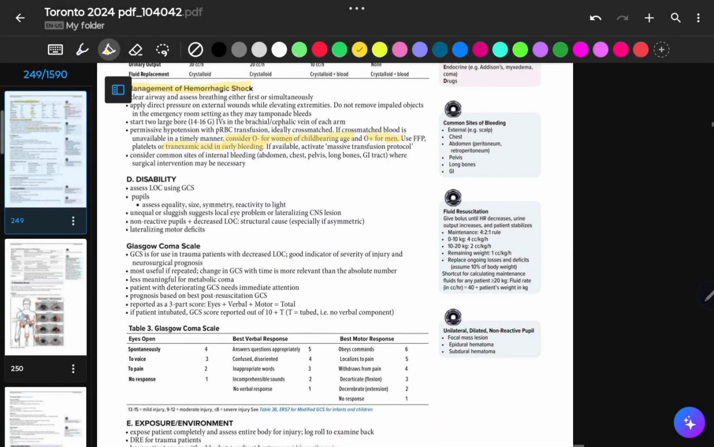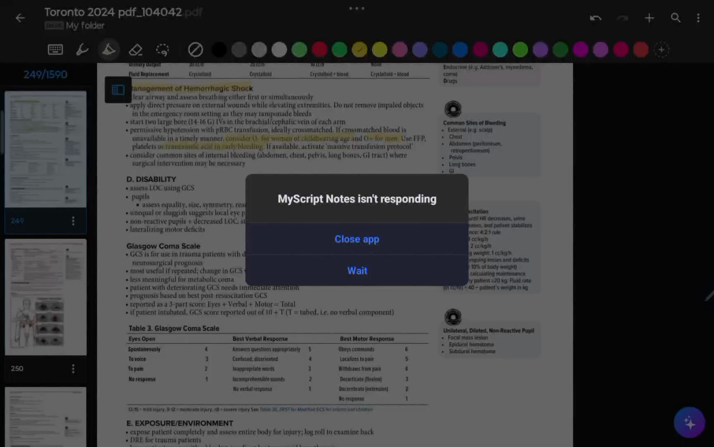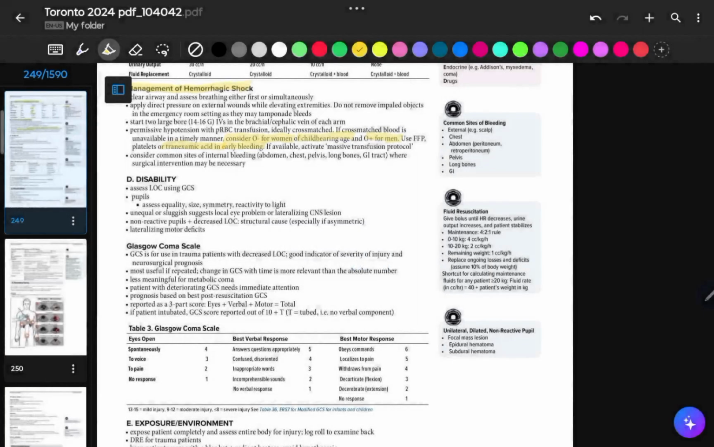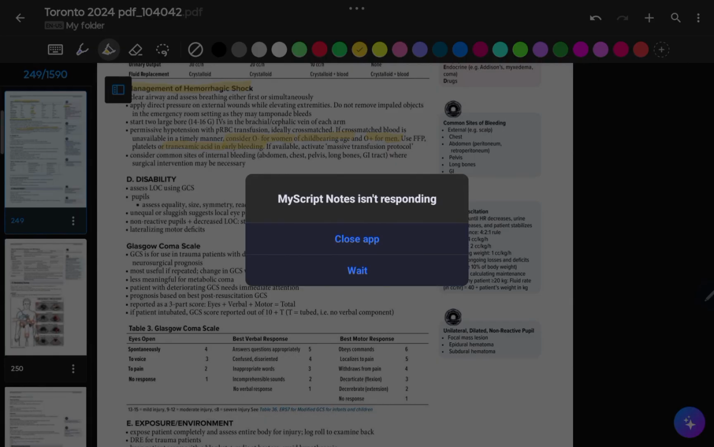So next, we're going to talk about disability. We are going to assess level of consciousness using the GCS.